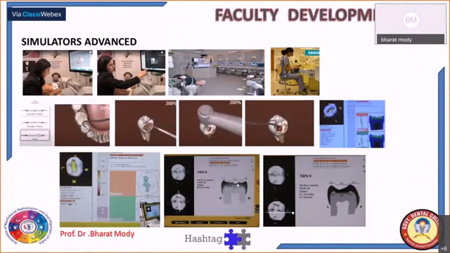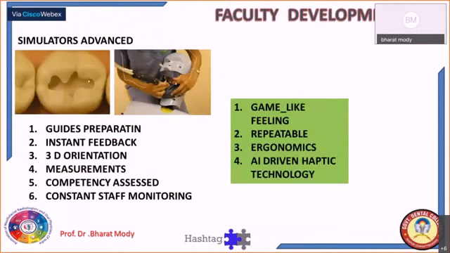But the most important thing is that it has its own repository. So it knows what an ideal cavity cutting is, and it will tell you, okay, this is the ideal cavity and this is what you have achieved. So what is the difference? So there is a continuous guidance available to the student. So guiding preparation, instant feedback, 3D orientation, measurements, competencies will be assessed, and staff will be able to monitor and grade the student much better.